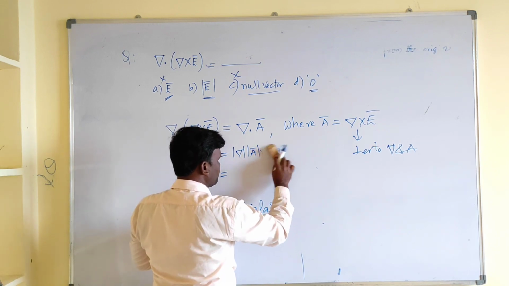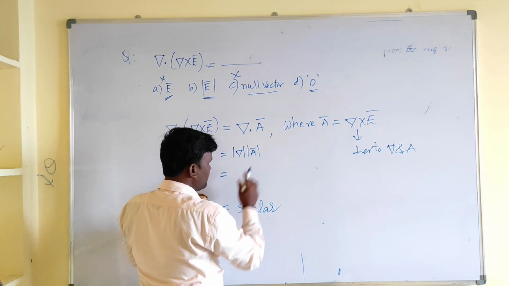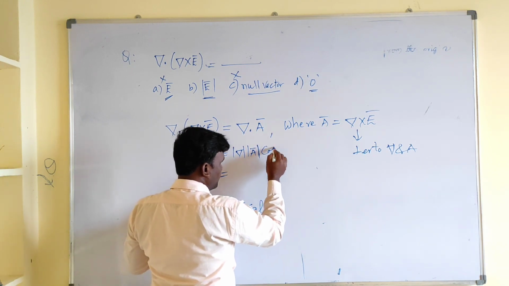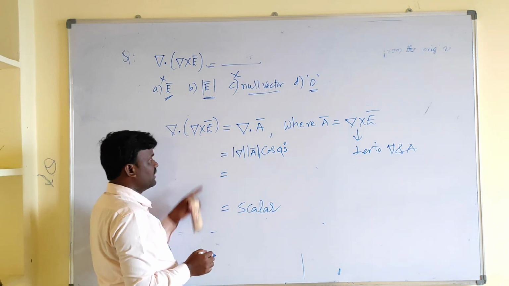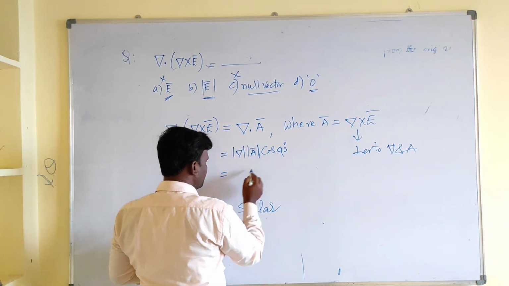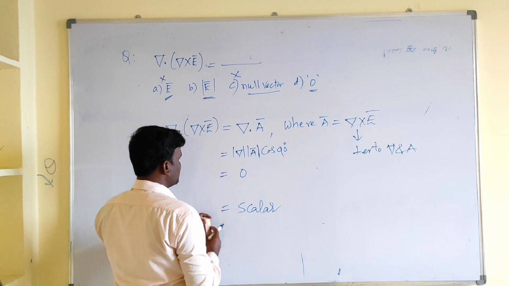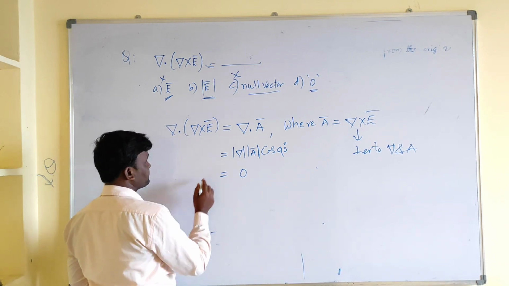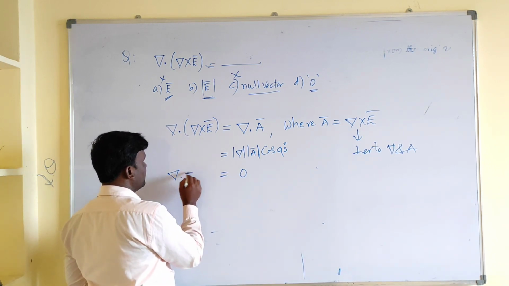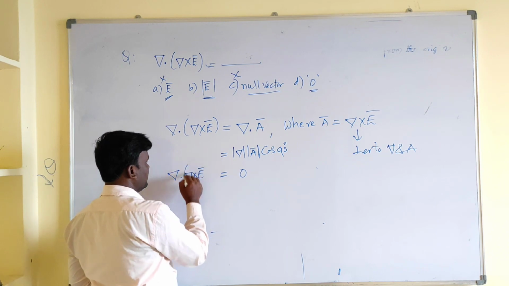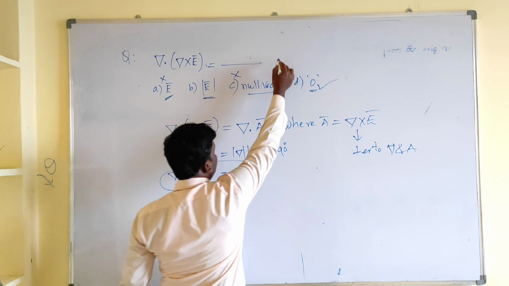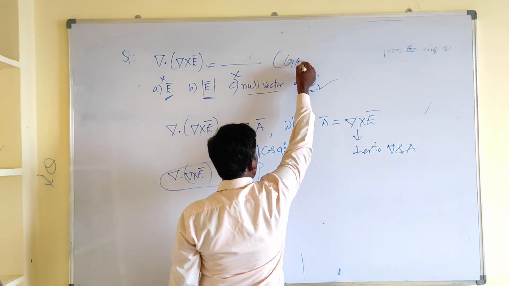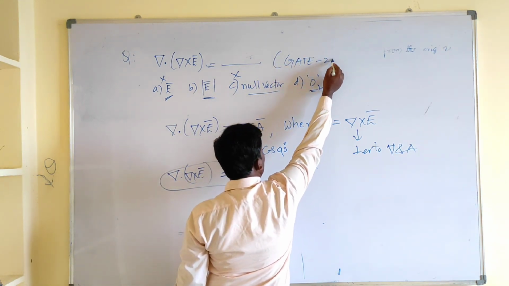Dot product means what? Mod A mod B cos theta. Here it is cos 90. Why? It is perpendicular to both del and E. So cos 90 is 0, so 0 into something is 0. So that's why our answer is what? del dot del cross E bar equal to 0. So that is option D. It was asked in GATE 2005.